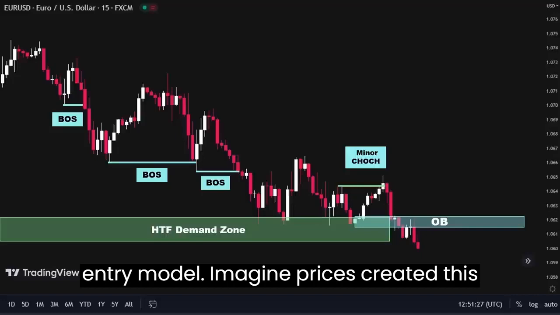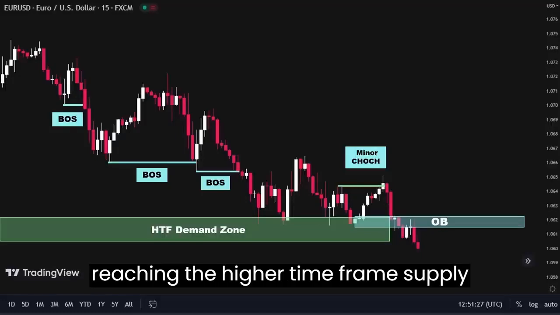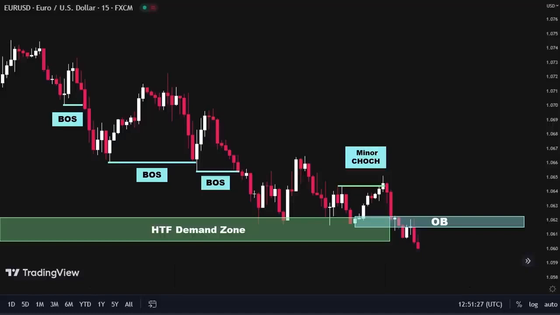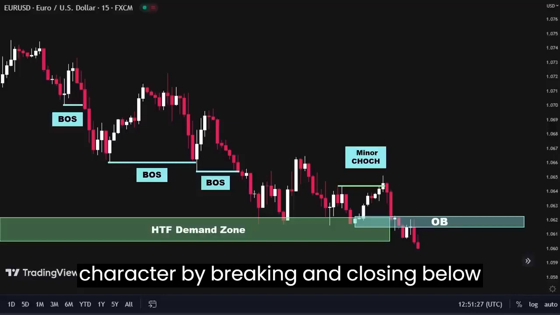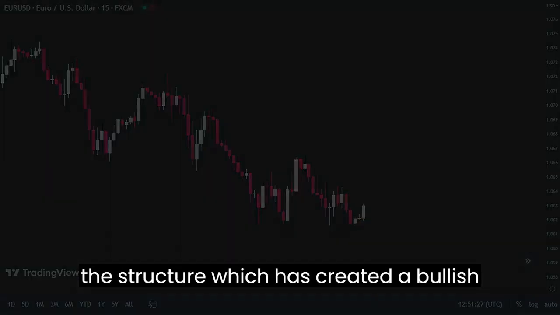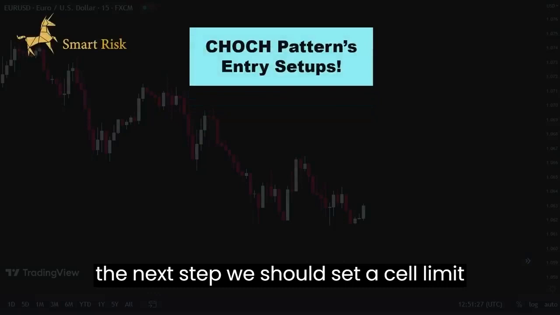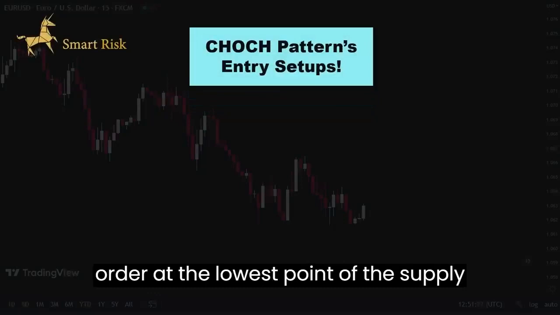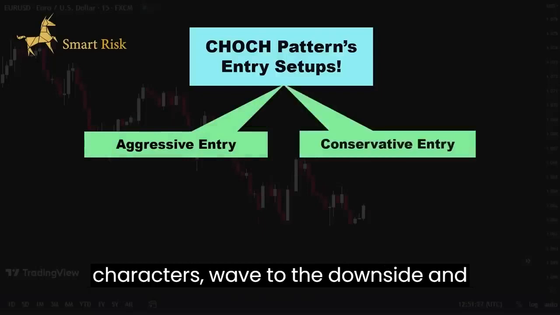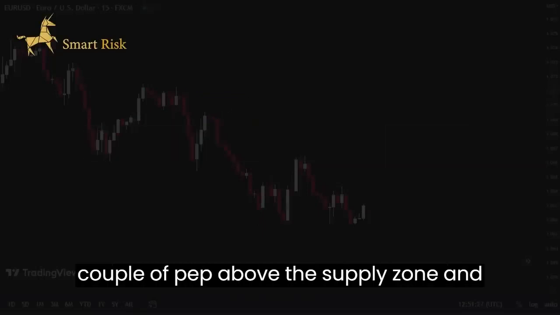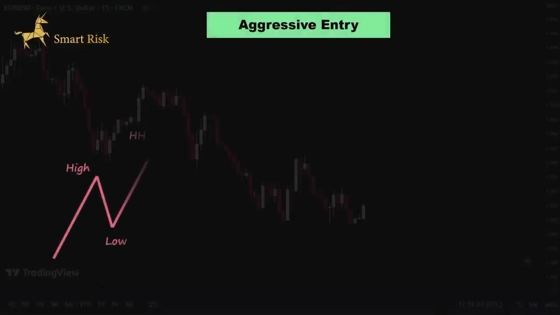Imagine price created this bullish structure to the upside. After reaching the higher time frame supply zone, price is rejected downward and forms a major change of character by breaking and closing below this structure, which has created a bullish BOS. So based on this type of entry, in the next step, we should set a sell limit order at the lowest point of the supply zone, which is created by the change of character's wave to the downside, and also we should put our stop loss a couple of pips above the supply zone and target the most recent unmitigated demand.